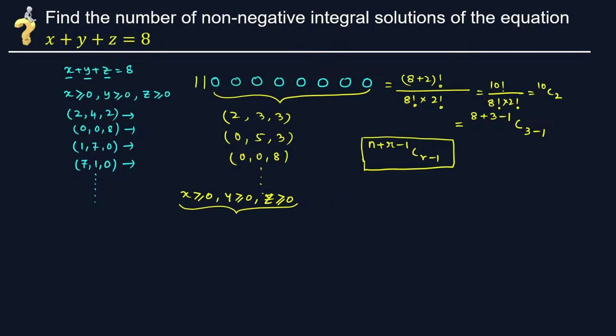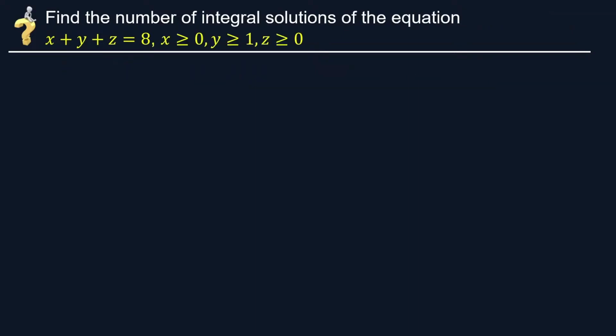Okay, let me take another problem. See this question. Now there is a problem. Here I cannot use my partition method directly, because you can understand why. There is a restriction in the case of y. I told you that you can use the partition method only when there is no restriction. But here for y, there is a restriction. What is the restriction? That y is greater than or equal to 1.